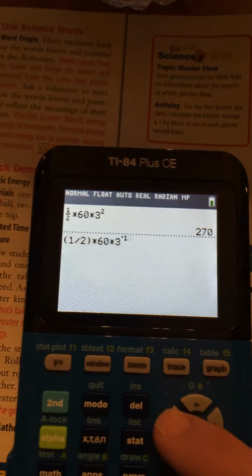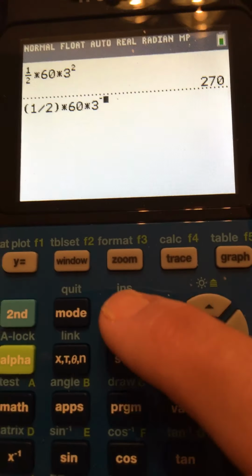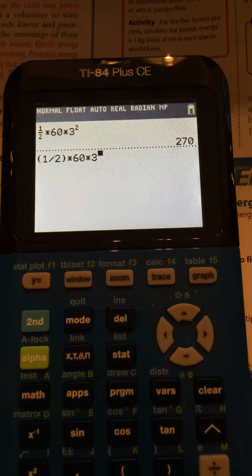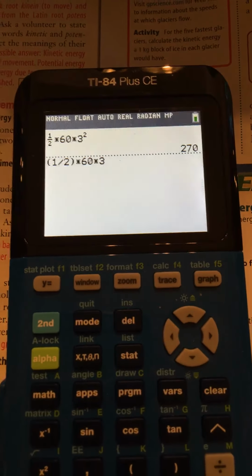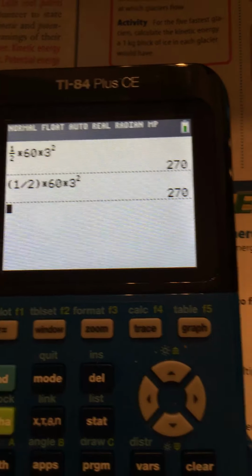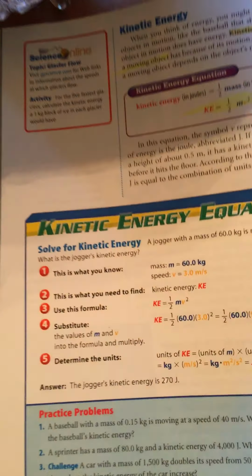Let me fix that. I'm going to see this button right here, del, that's for delete. Very handy, getting to delete things in math, right? So I'm going to delete that. Now I'm back to where I was, and now let's hit the right button, squared. And once again, it's 270. All right, so here's one more problem we're going to do.